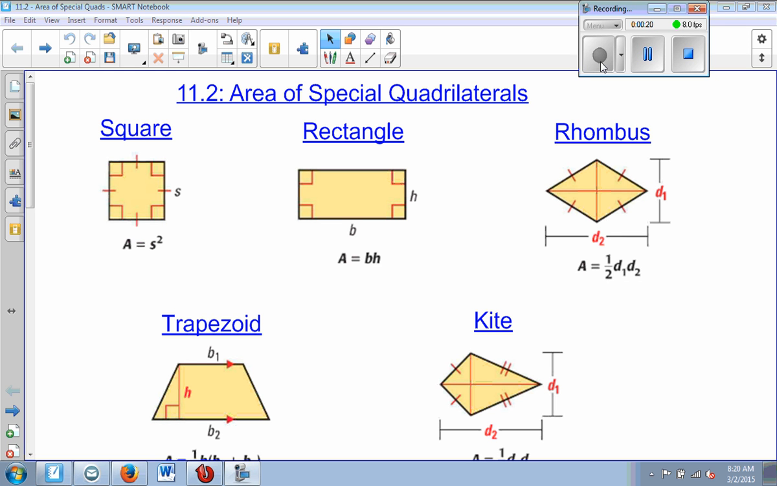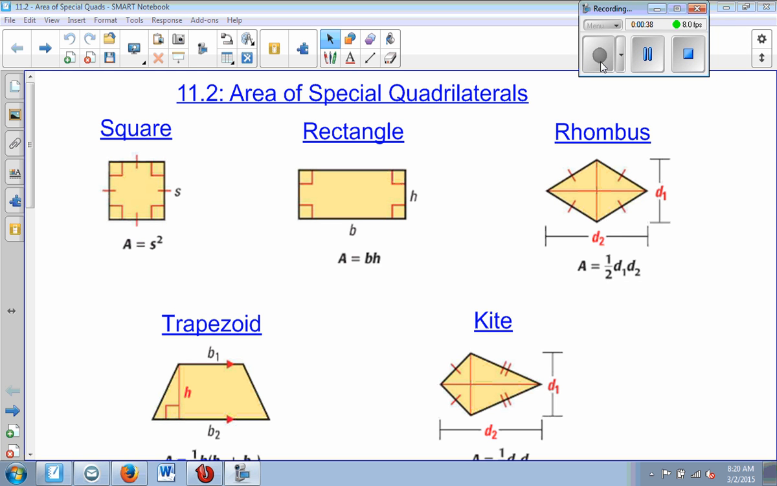Square is just side squared. You can also look at it as base times height. It just so happens that the base and height are the exact same in a square. That's why it has its own formula as side squared. Rectangle is just base times height. That's something that you have been exposed to since middle school.